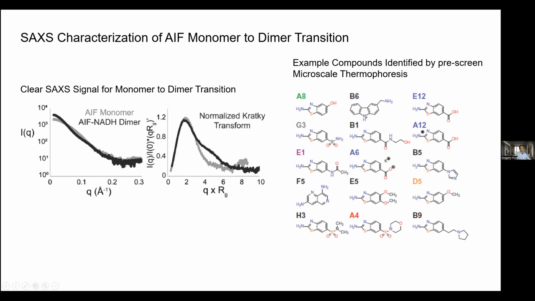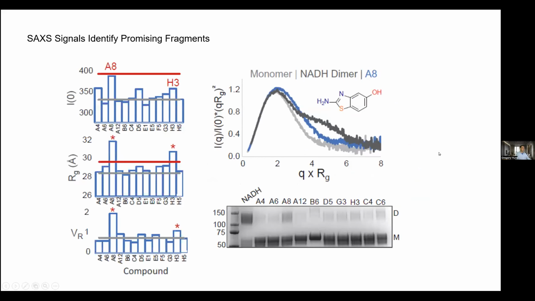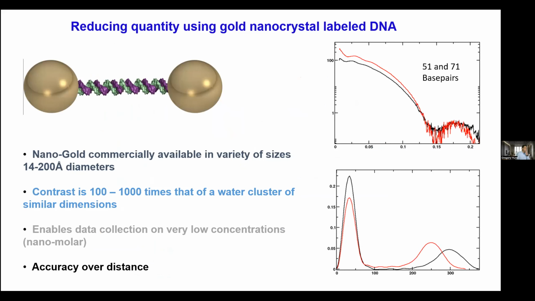And these are the molecules in microscale thermophoresis that were identified. Then going through the data, looking at the intensity at q equals 0, which is connected to mass, the radius of gyration, and a chi-squared version of volatility of ratio, you can pick out the particular small molecules that cause the biggest changes in this process. So that's an example. Another thing that we're doing is labeling proteins and DNA with gold.